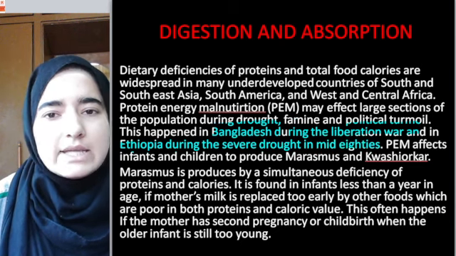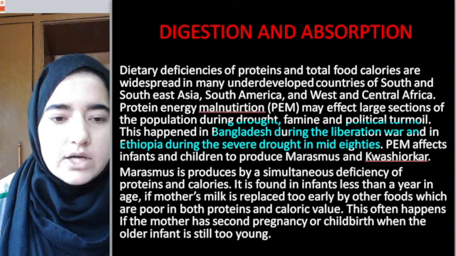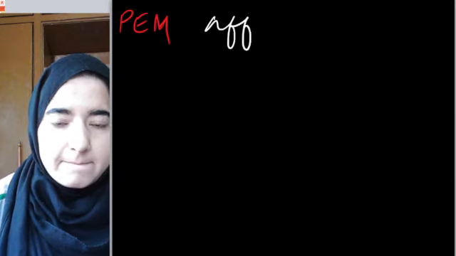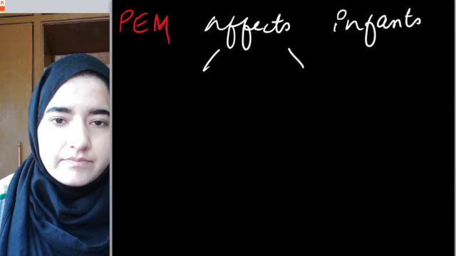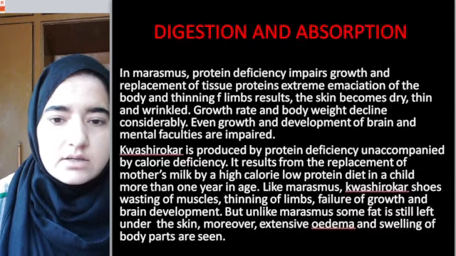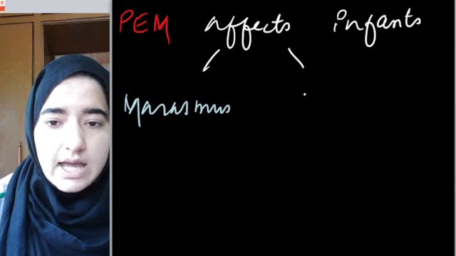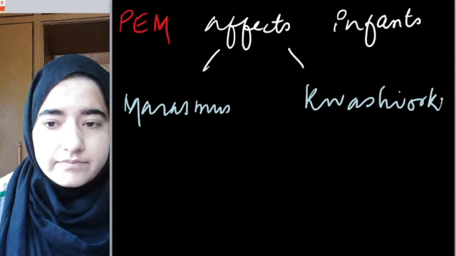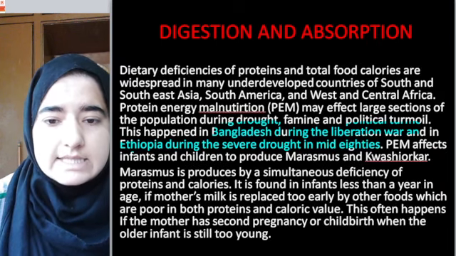PEM mainly affects children and infants, thus causing two diseases, marasmus and kwashiorkor. Marasmus and kwashiorkor, so please keep it in mind.